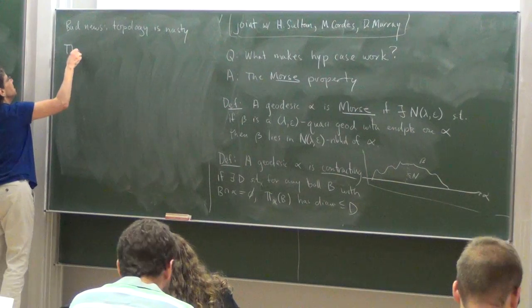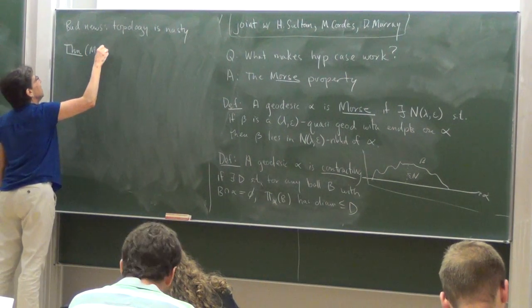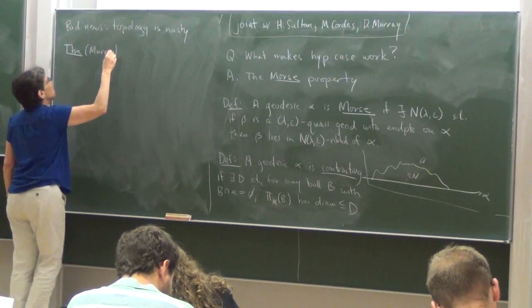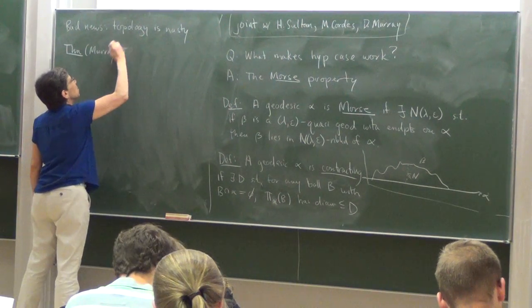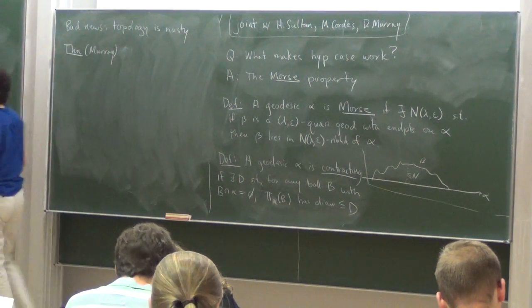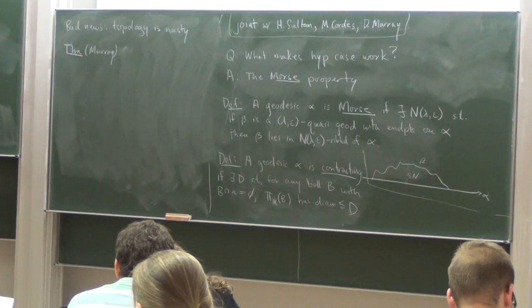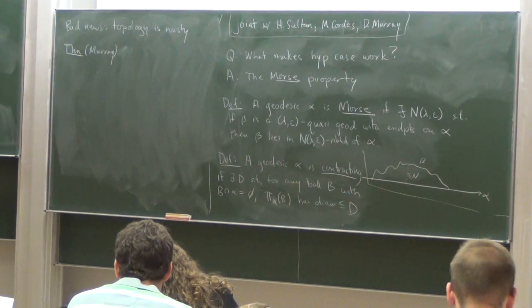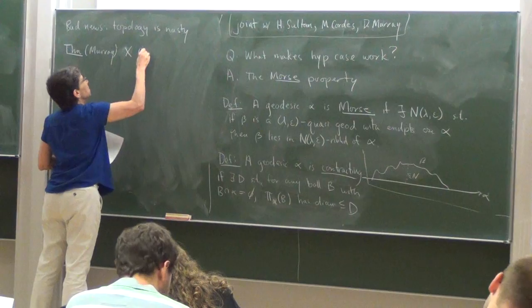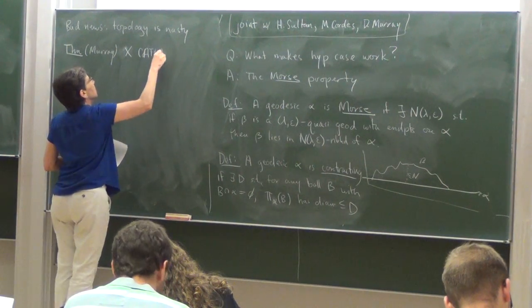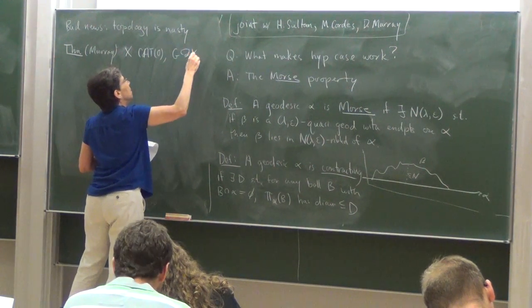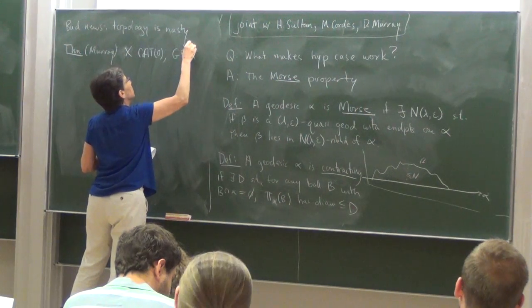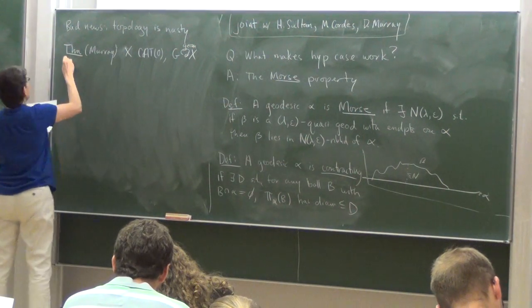All right, so theorem, this is actually, again, Devin Murray's theorem. So following the equation, maybe hypotheses. I guess I need X a CAT(0) space with a G metric. Okay, then the following are equivalent.